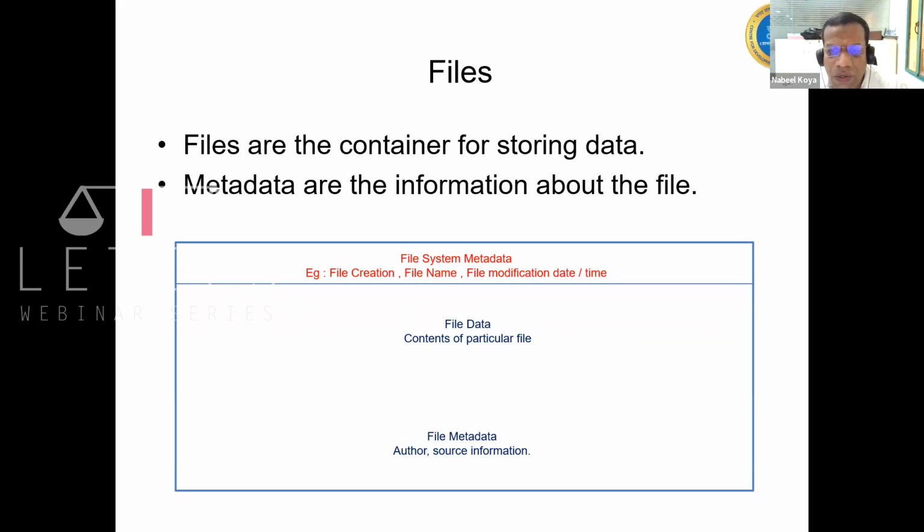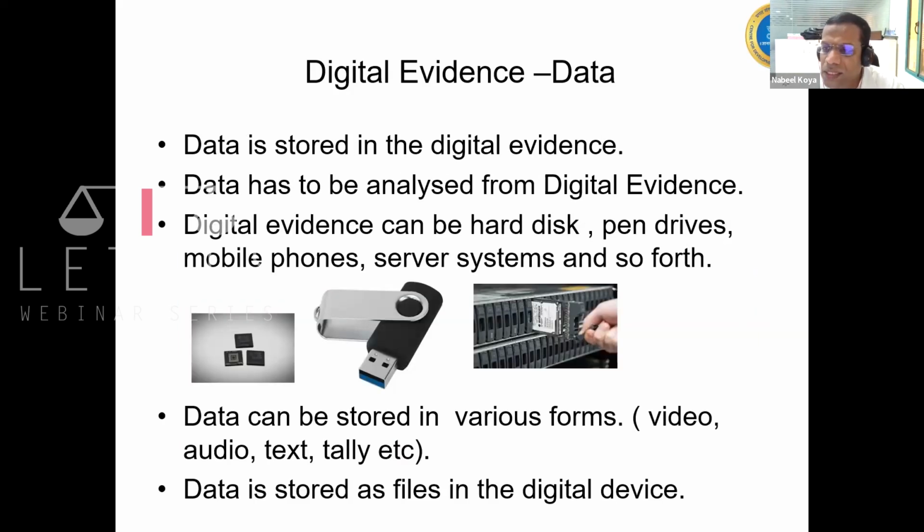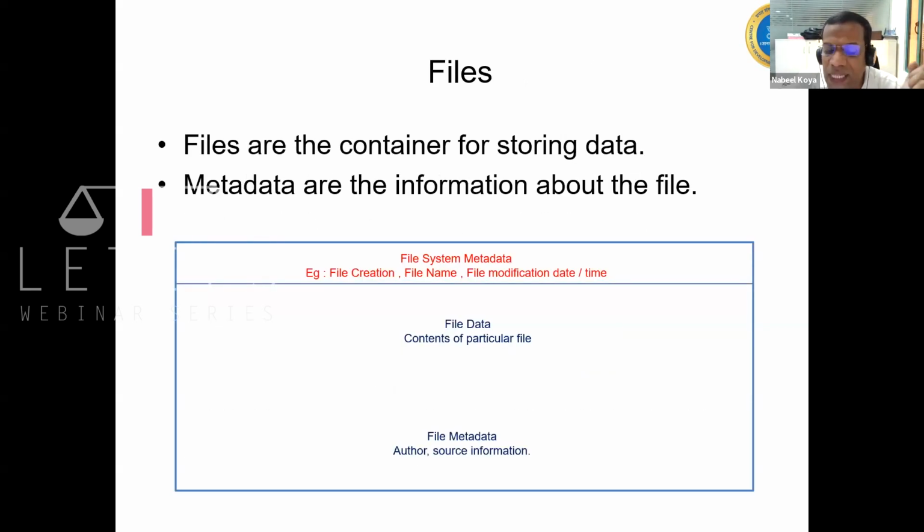So again, just for clarification, the data, as you all know, is in binary, bits, ones and zeros. If you want to understand those ones and zeros, you need something called files. This is how files are the containers for storing the data. And there is a terminology called metadata, which is also commonly used in the media nowadays. Metadata is the information about the file.